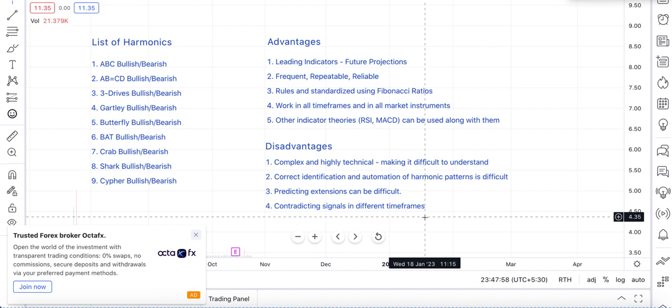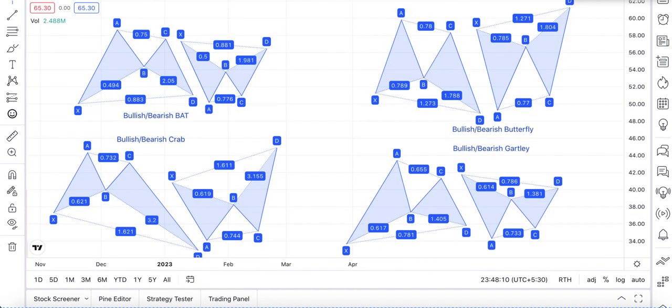So these were some of the disadvantages that one might see when trying to trade harmonic patterns, and they are slightly difficult at times. But with sufficient practice, you would definitely gain expertise in there.